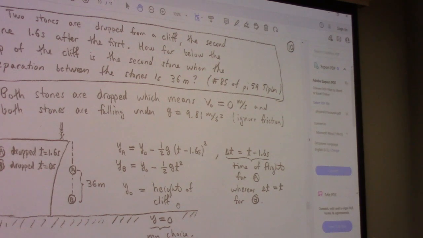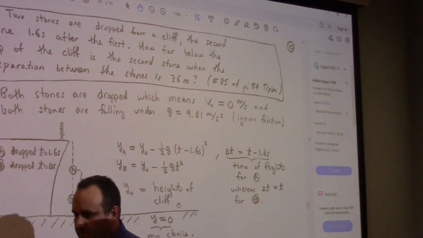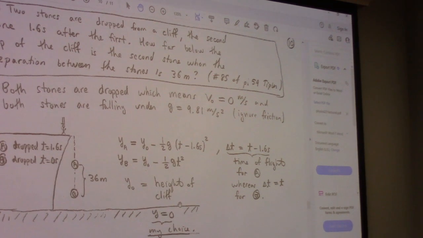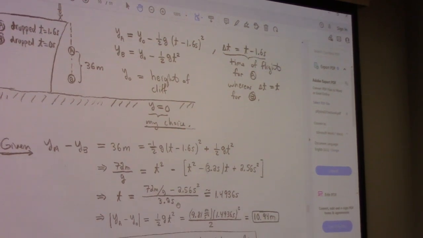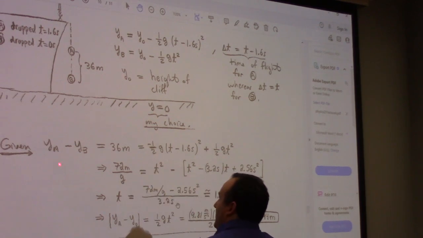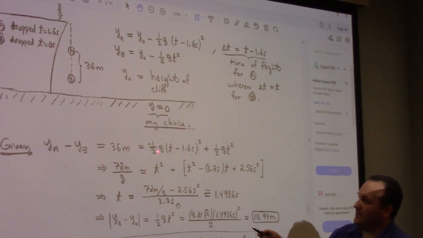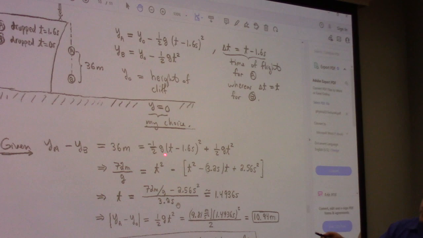So let's see here. This is just the setup, right? I know that's 36 meters. So going on here, what I'm given is that YA minus YB is 36 meters at some time I don't know, right? But it's equal to, on the other hand, minus 1/2 this plus 1/2 that. And then I do algebra, right? And this gives me a quadratic equation in t, which I can solve.